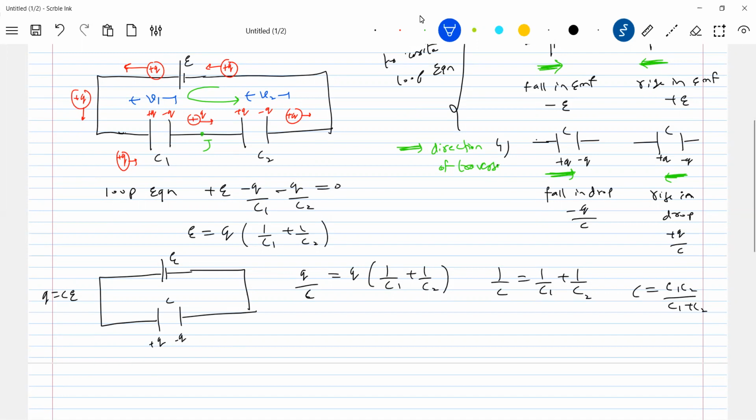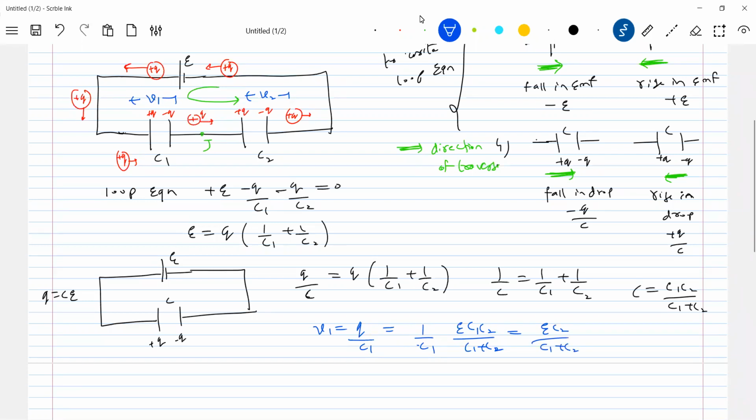So here it should be V1 is equal to Q into Q by C1. What is the value of Q from this equation? This should be E C1 C2. Looking at this equation, this should be E C1 C2 by C1 plus C2. So this is equal to E C2 by C1 plus C2.